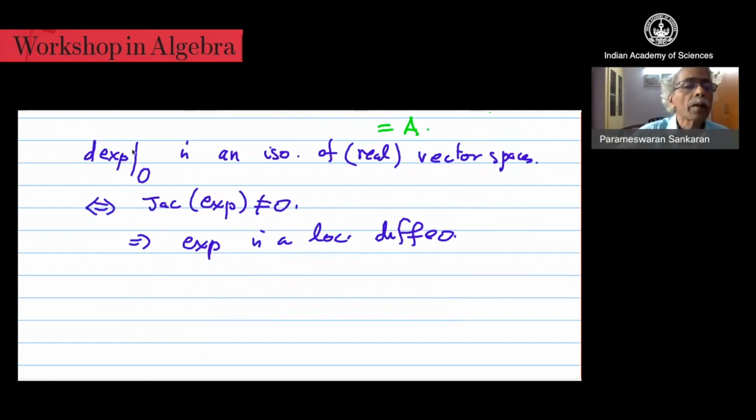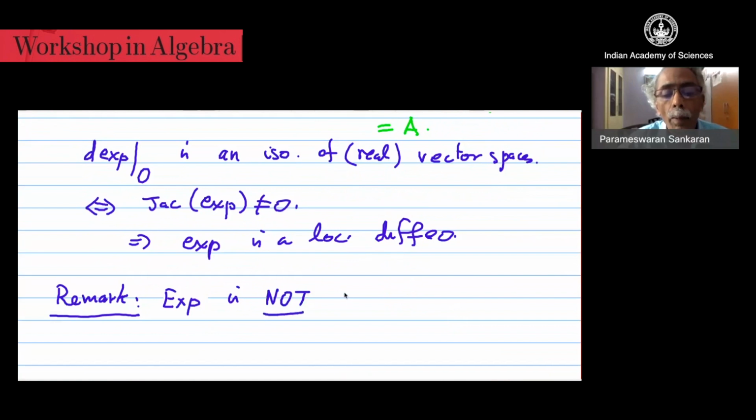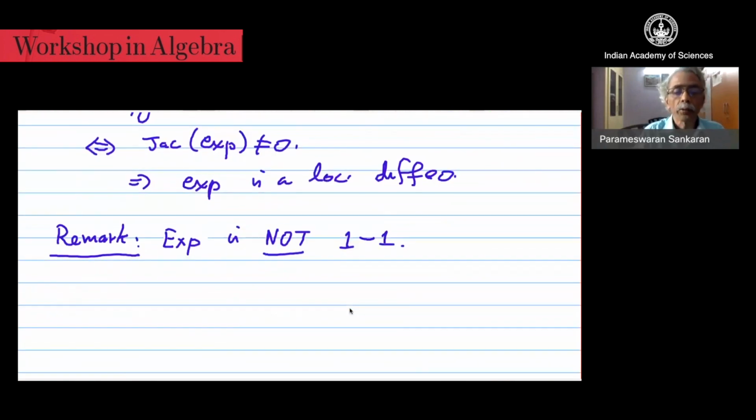And let me just comment one remark. It is not a global diffeomorphism. I should be careful: Exp is not 1-1 globally. You may wonder whether Exp is globally 1-1. And the easiest way to show this, you can even look at the one-dimensional case, suitably modified, but I will essentially do the one-dimensional case.